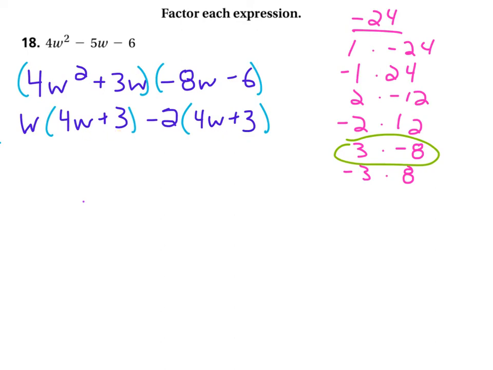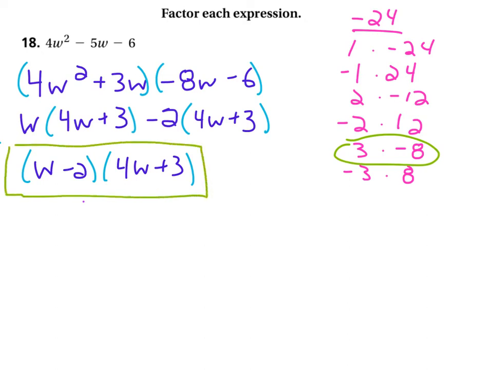So how do we write it as a final answer? We write w minus 2, the two terms that we factored out, times what we found inside for both of them that stayed inside, 4w plus 3. As always, multiply them together to check your answer and make sure that you get back to the original trinomial that they gave you at the top. But let's box it. That is a solid answer. Okay, we're done with these. Let's move on to number 20.